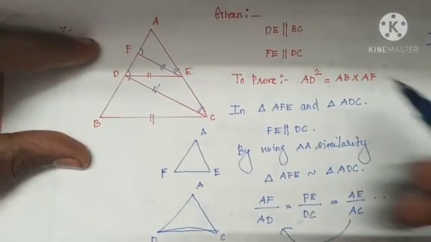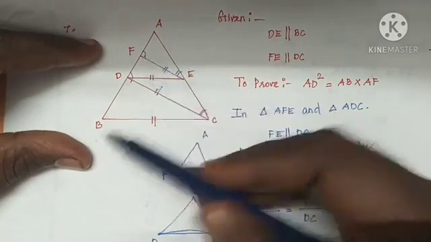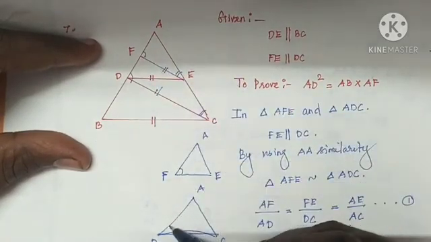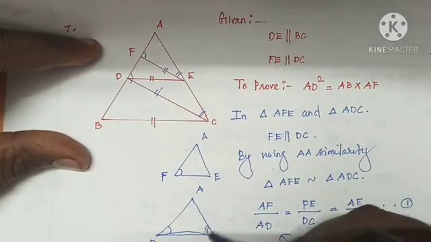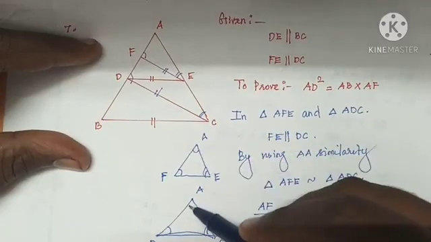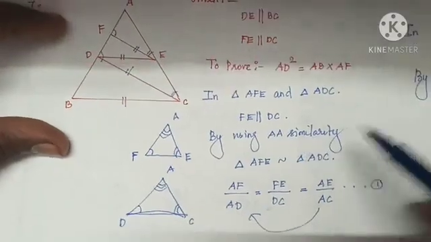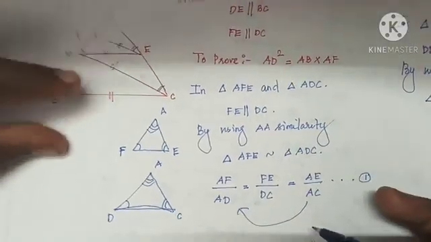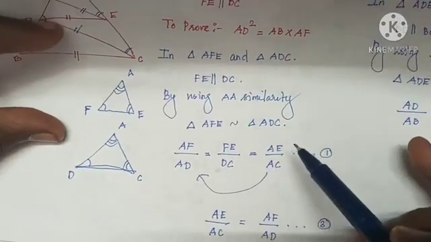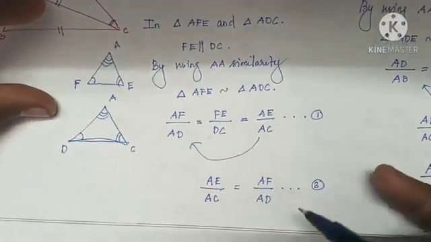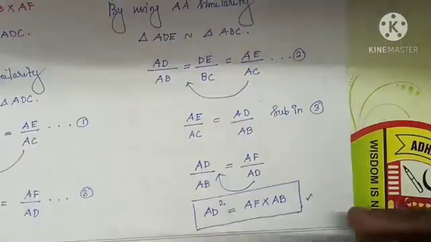ADC. Okay, this FE is parallel to DC, therefore corresponding angles are equal. So angle F is equal to angle D, angle E is equal to angle C, and angle A is common. By using angle similarity criteria, we can say these two triangles are similar. After that, we applied the corresponding sides proportionality rule. After that we can get this result. I hope you understand this.